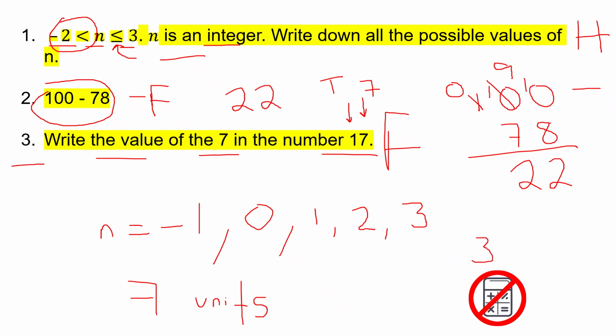So remember, if I have the number, let's say, 328.42, the 3 is in my hundreds column, the 2 is in my tens column, the 8 is in my units column or my ones column.